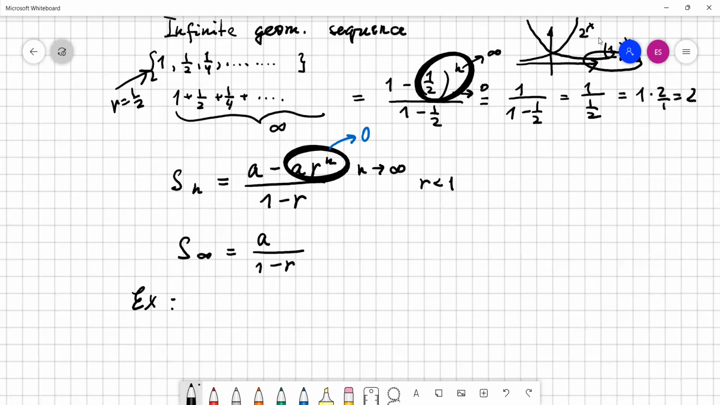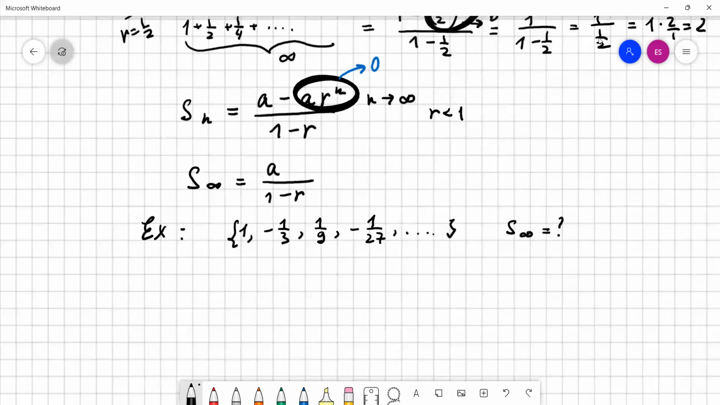Imagine that we have a sequence which looks like this. 1, minus 1 over 3, 1 over 9, minus 1 over 27, and so on. And somebody is asking, what is the sum of infinitely many terms of this sequence? First, a equals 1, right? We need a and r. What is r? By what we'll need to multiply 1 to get negative 1 over 3. Well, r equals negative 1 over 3. Sometimes r can be negative.